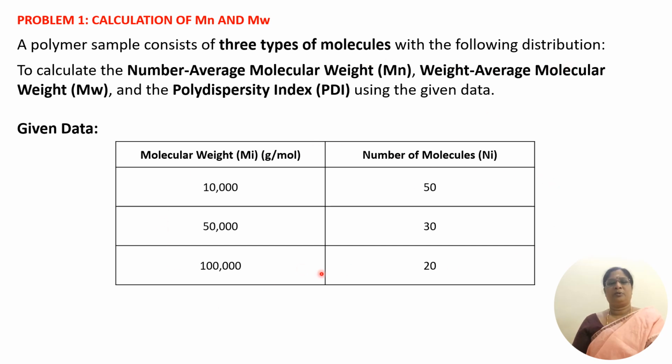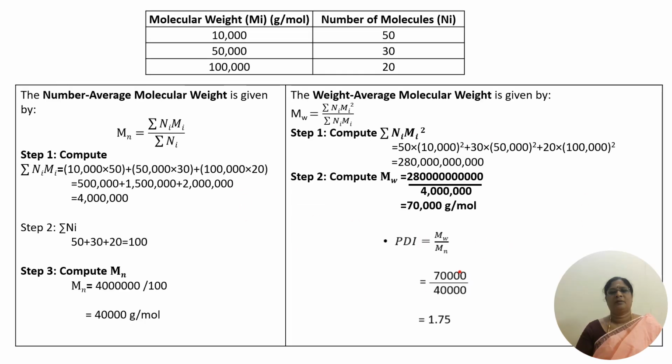So this is the distribution they have given: three different molecules with three different molecular weights, 10,000, 50,000 and 1 lakh, with the number of molecules being 50, 30 and 20 respectively. And they are asking us to calculate the number average molecular weight, weight average molecular weight and polydispersity index using the given data. Next, let us go to the solution for the problem.